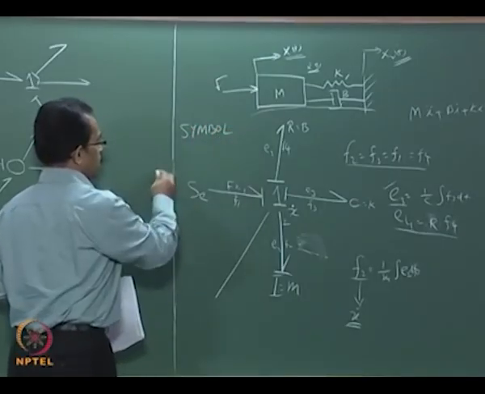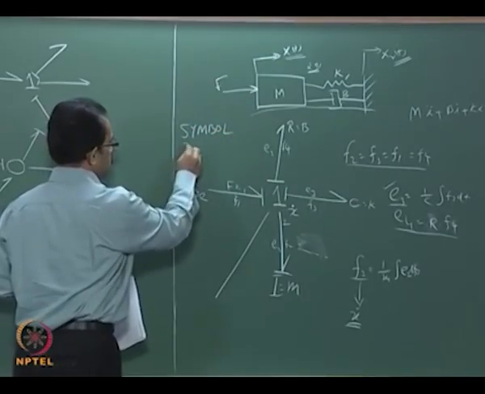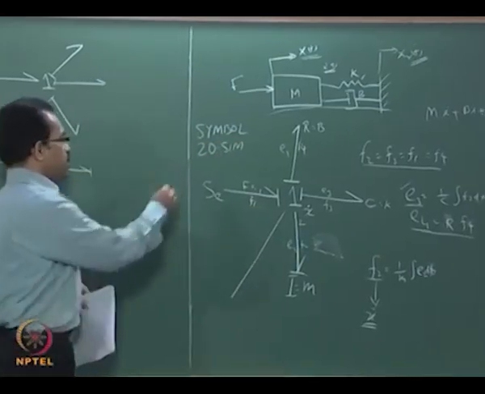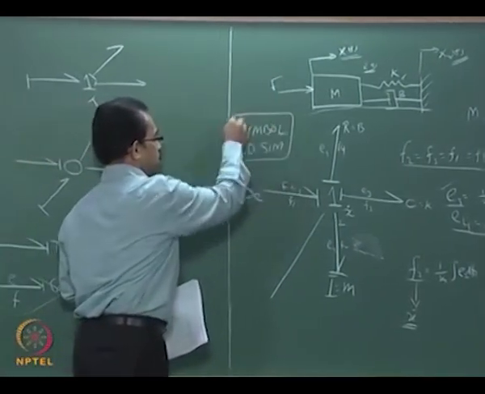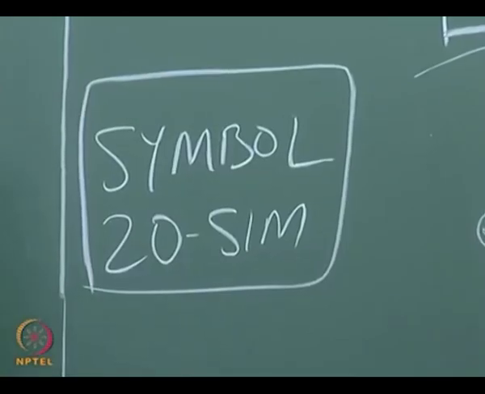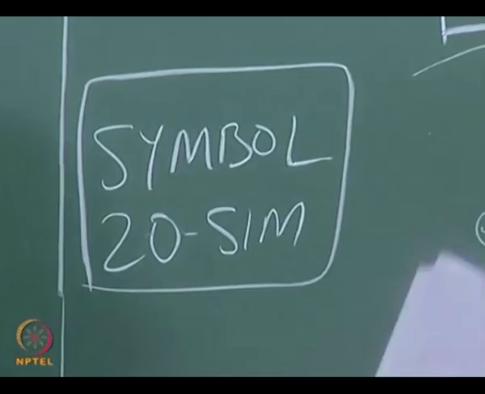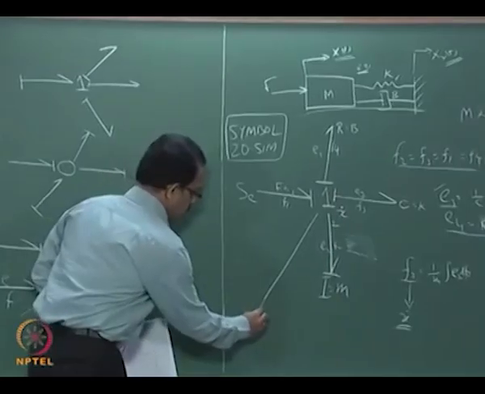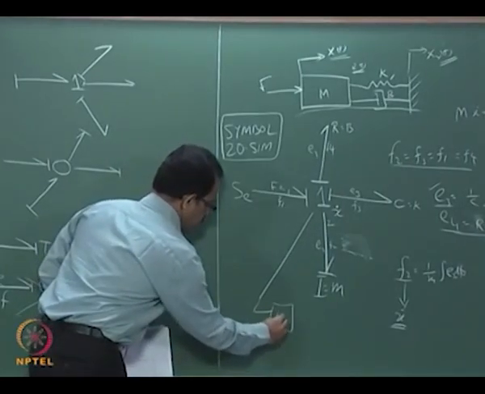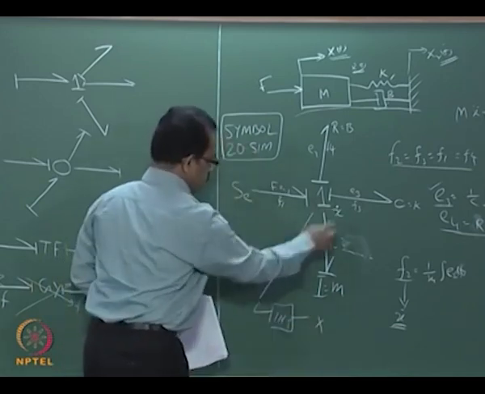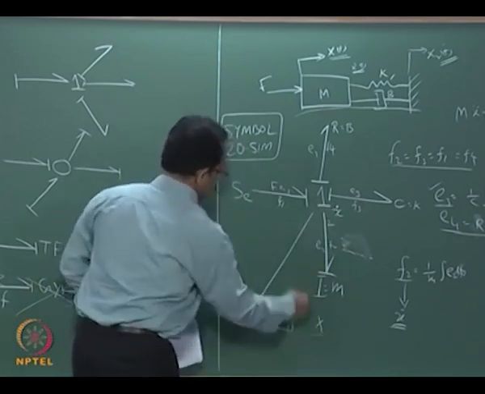Then there are other softwares also. There is another called 20sim. These are all commercially available softwares which can simulate this bond graph. So what you need to do is just give an input to the simulator, then it will calculate all these parameters, and you can connect an integrator to this junction, and it will give you the displacement x. So here is x dot, so you will get the displacement x from this integrator.